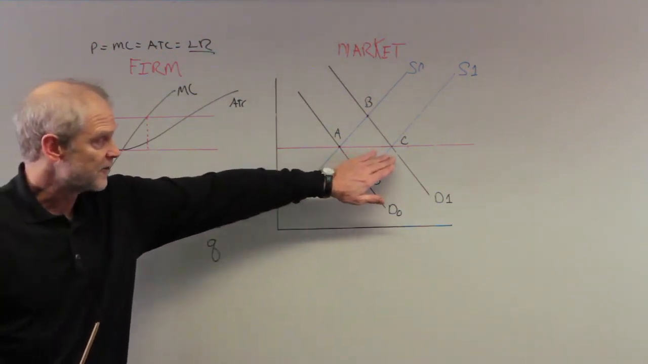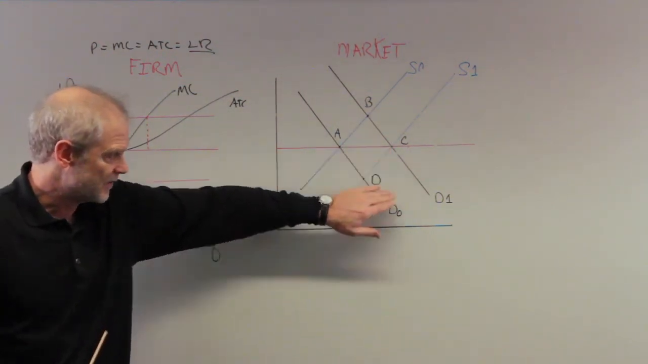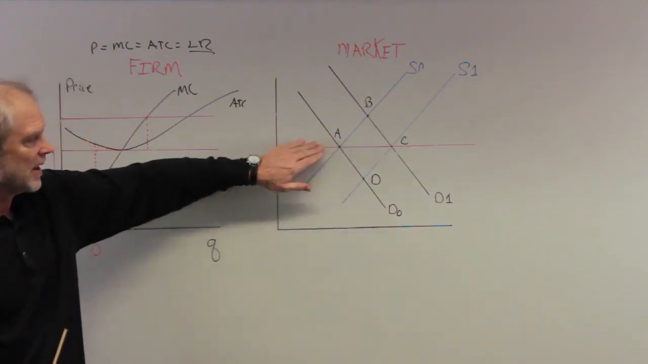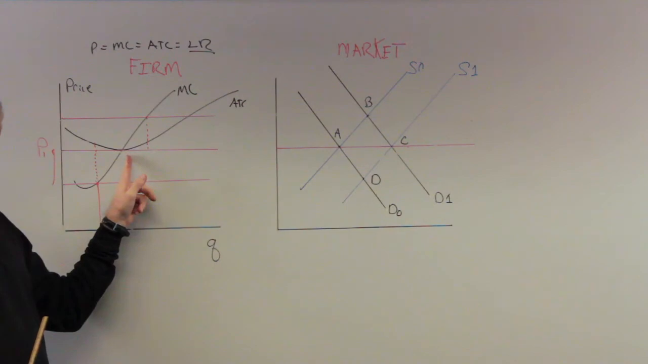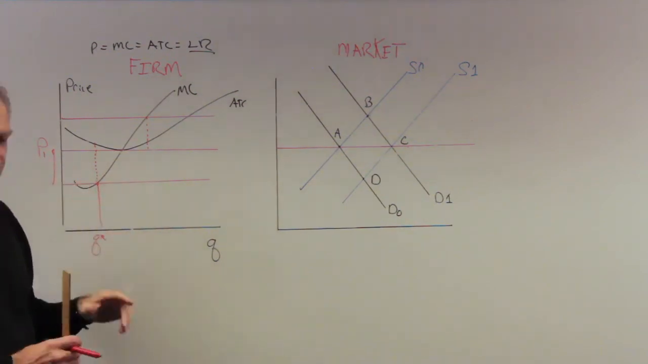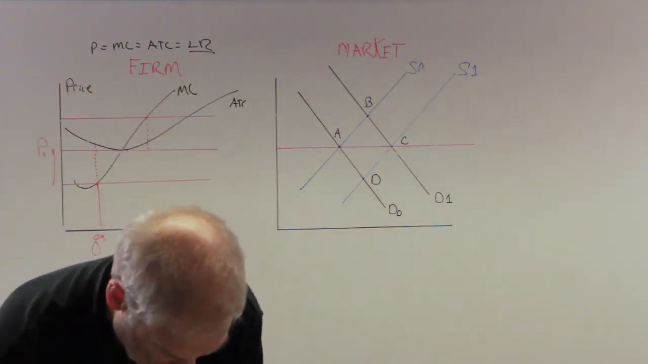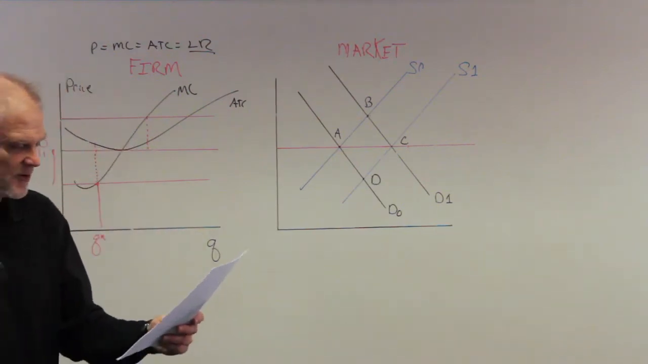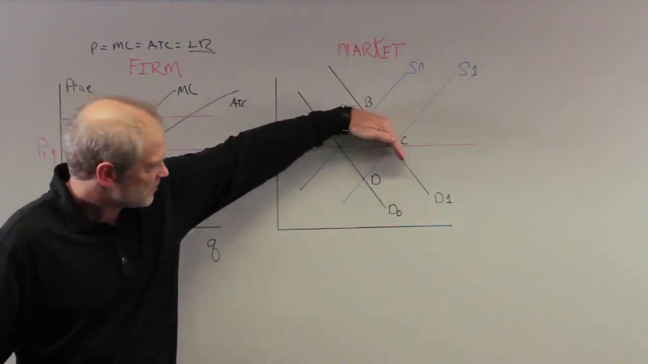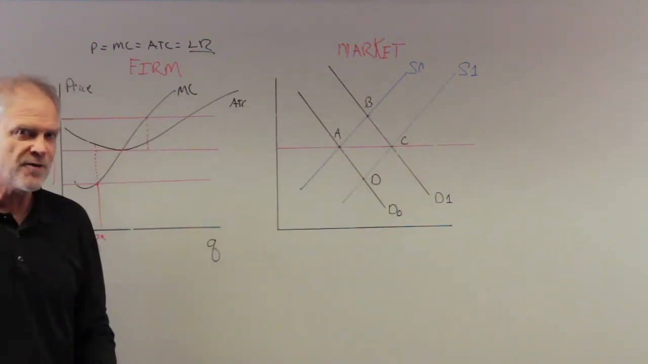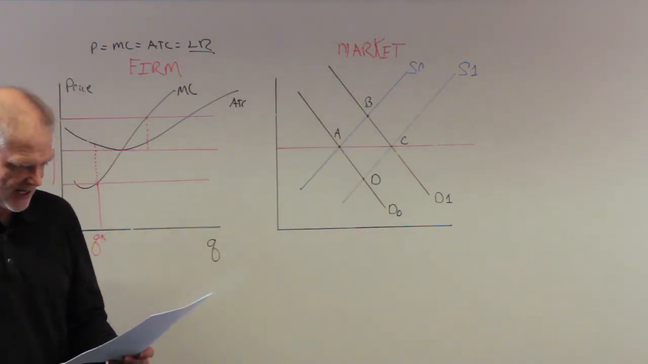We've gone from a lot of firms producing this level of output in the market at C. We will have fewer firms producing at A, but they'll be making zero economic profits at a price of P1. So let's see what our answers are. It says A, more firms in the industry, but lower levels of output for each firm. They're saying, so when you go from D1 to D0, you have more firms in the industry? Forget about it. Wrong answer.